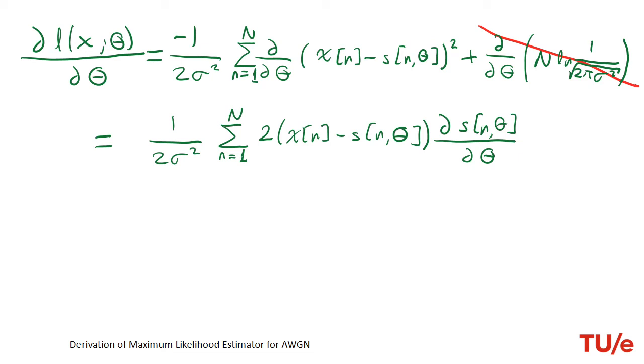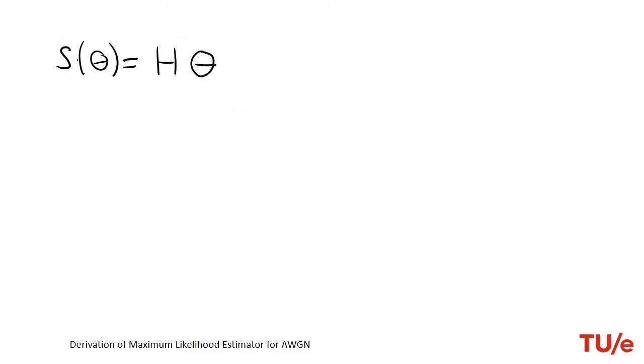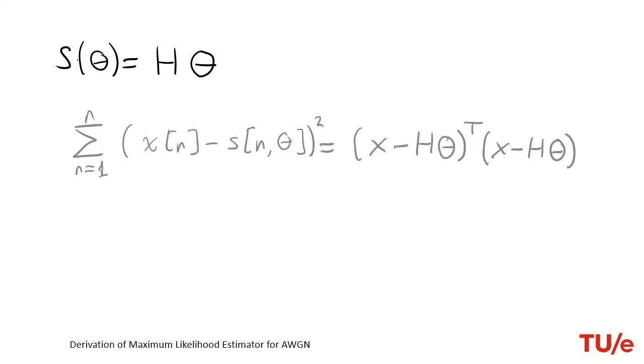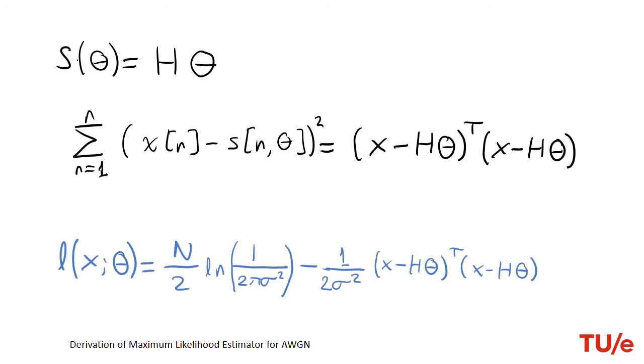So let's move on. How about a linear signal model? A linear signal model consists of an observation matrix, capital H, multiplied by the parameter vector theta. So let's switch to matrix algebra. The first step is to write the squared error term that pops out of the log likelihood function in vector form. This move should be familiar from the least squares estimator. So the log likelihood function is rewritten in terms of vectors.